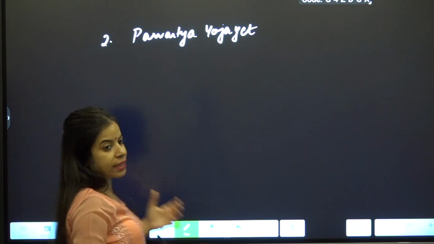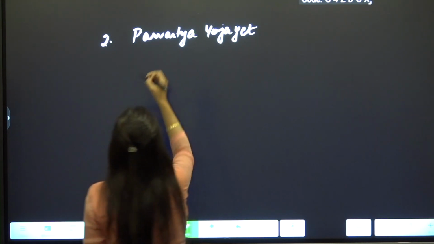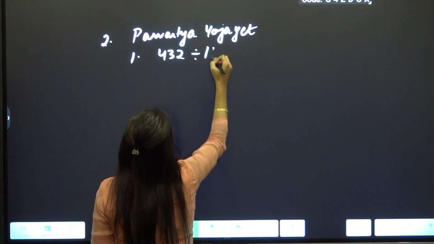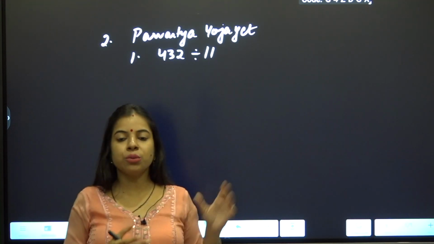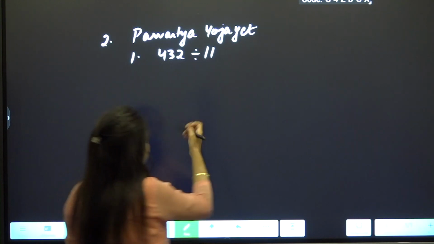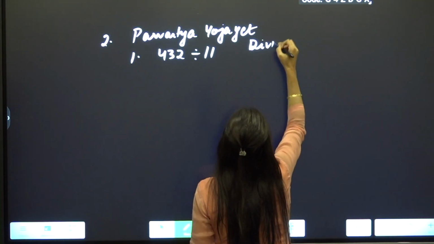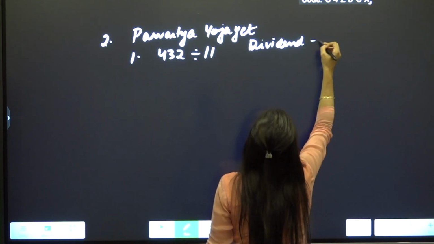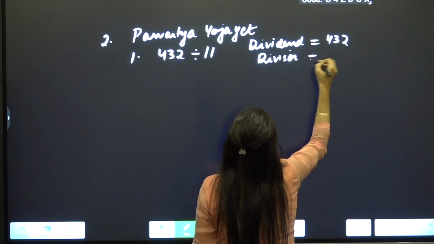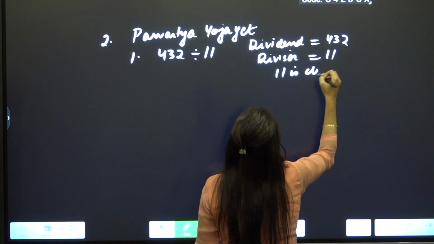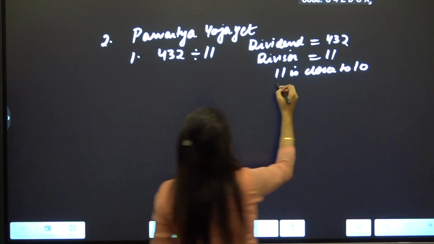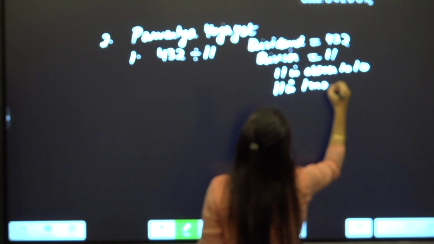Let us take an example, let us take an illustration. For example, we have 432 divided by 11. Using this sutra, we follow the technique of complement. Okay. So, here if we see, dividend is 432, divisor is 11. 11 is closer to 10. Okay. And 11 is 1 more than 10.